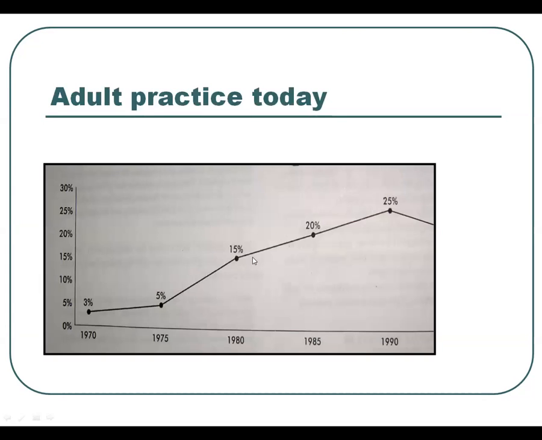Now we'll see the graph. What is this graph showing? The adult practice. We can see here in the 1970s, the share of treatment that adult patients were taking is around 3%. After 1975, there is an increase in the demand for orthodontic treatment in adults. In 1980s, 15%, in 1985, 20%, in 1990s, 25%. This graph shows that patients, especially adult patients, are more interested in taking orthodontic treatments. The number of patients is increasing.